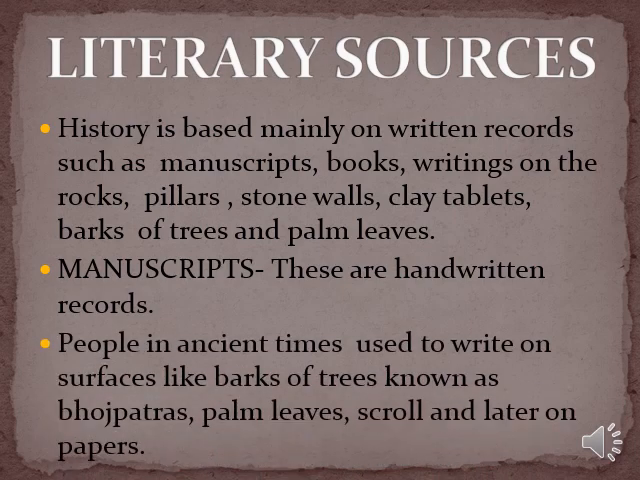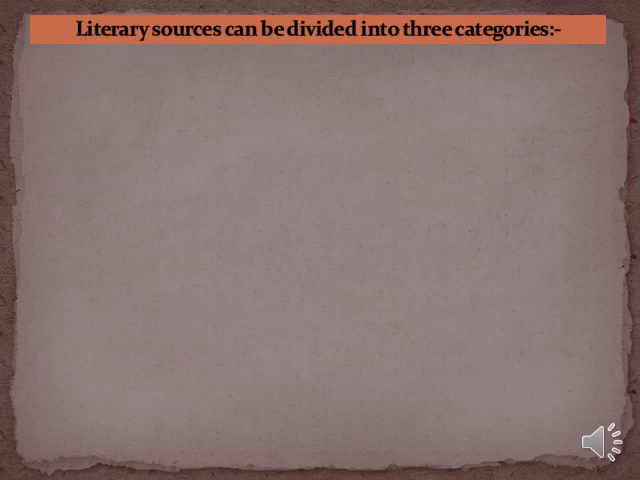People in ancient time used to write on surfaces like barks of trees known as bhojpatra. The bark of trees on which they used to write, they call them as bhojpatras. Palm leaves, scroll, and later on papers. First of all they were writing on the bhojpatras, then they start writing on the palm leaves, and slowly they come to know about the paper and they start writing on the papers.